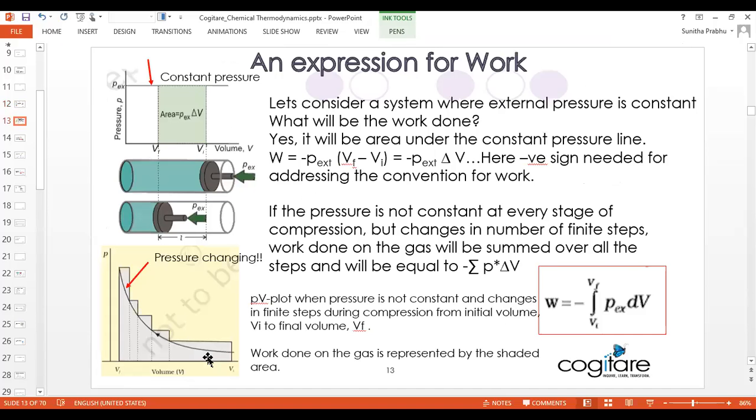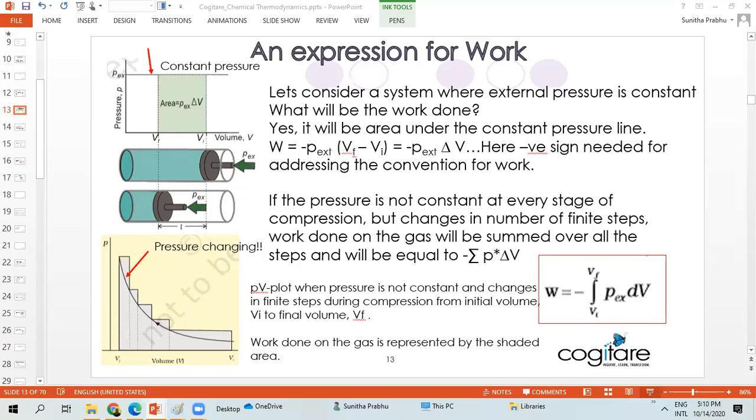Why this is important is that here we are going to do one derivation for work done when your gas is expanding. There we are going to use this procedure of integration. That is why I gave you a brief about what this integration is.